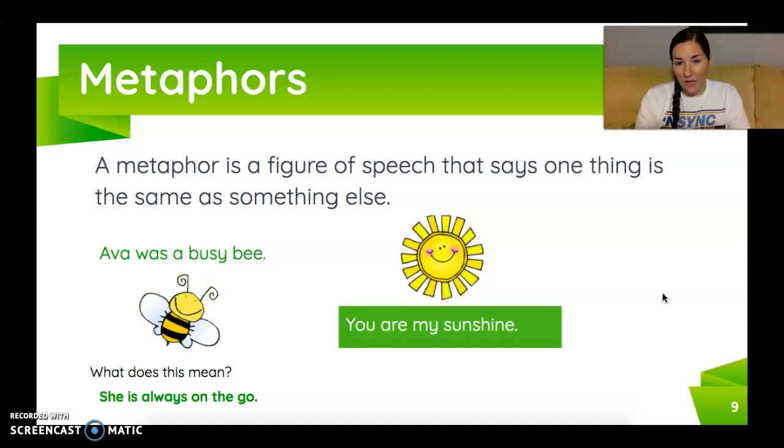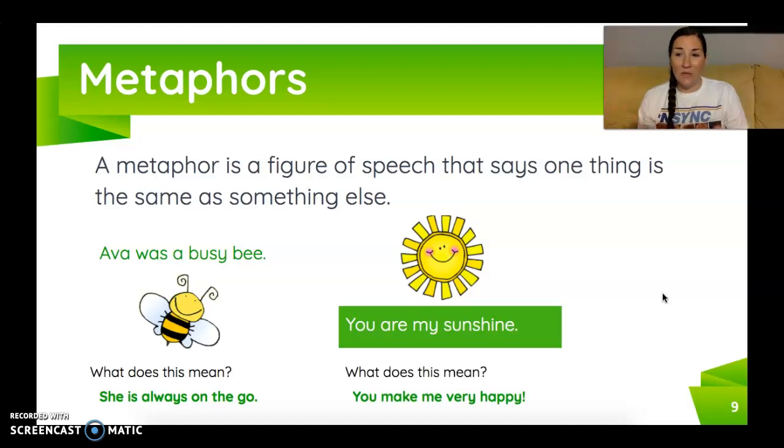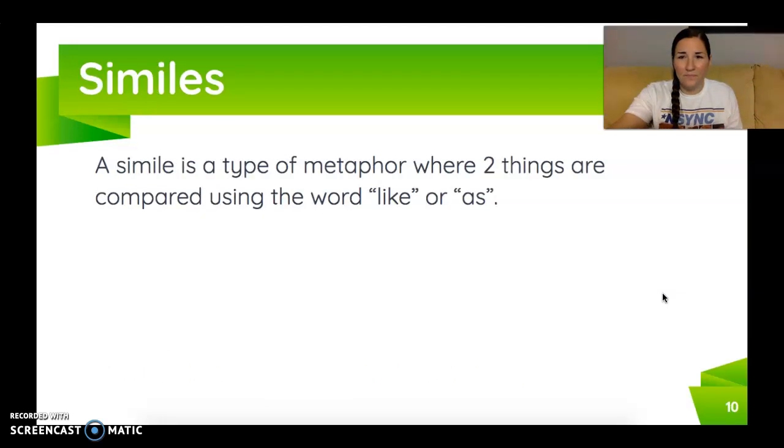Let's look at another one. You are my sunshine. So think about what that might mean if I say, oh, you are my sunshine. You're not really the sun. You're not giving off light and heat, but you do make me happy. Like the sun is something that when it's shining, you feel good, you feel happy, it makes people feel good. And so if you are my sunshine, you just put off a good energy and you make people happy.